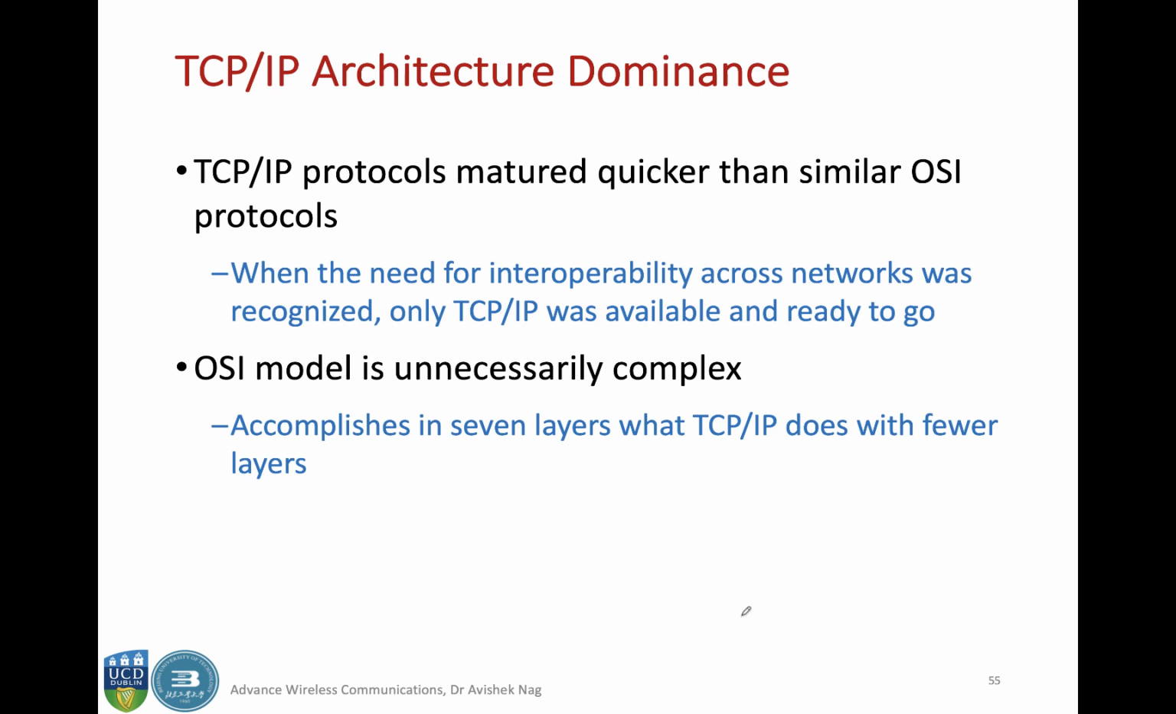And also the OSI model is unnecessarily complex. What it accomplishes in 7 layers can be done with fewer layers in TCP/IP. So again, if I ask you, you as students will also probably prefer TCP/IP because you have to remember fewer layers and fewer functionalities from the point of view of your exams. So this is something where TCP/IP is always a winner.